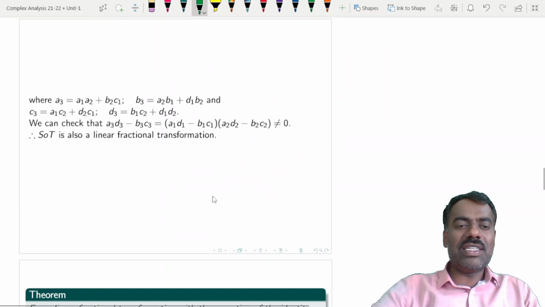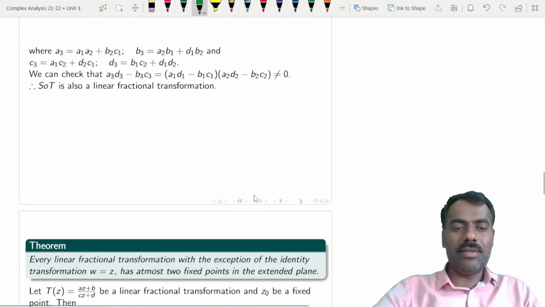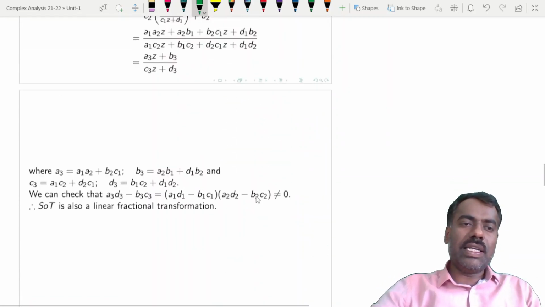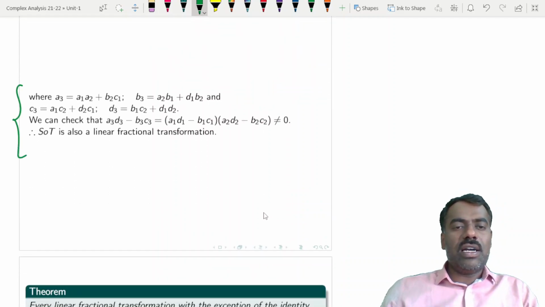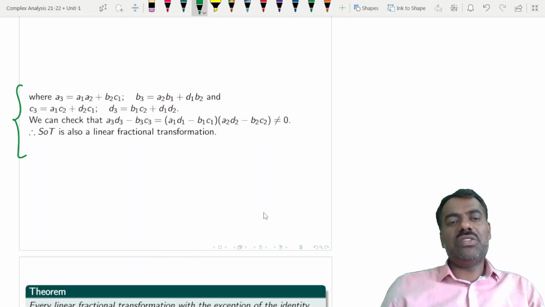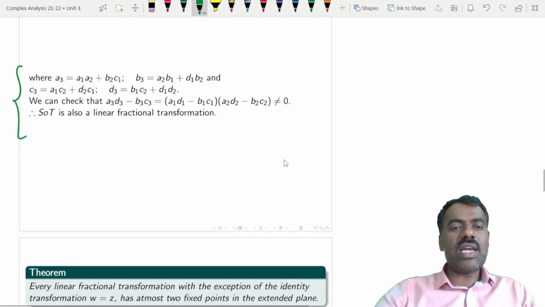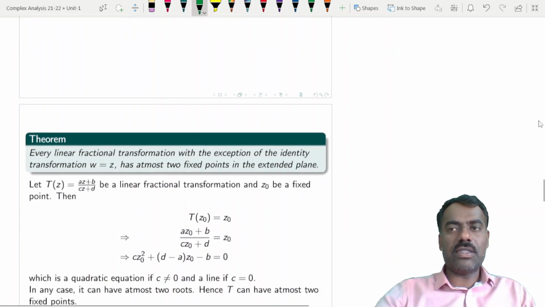So therefore it is also a linear fractional transformation. Those calculations I skip. It is not a difficult one, one can easily solve those problems. You can check that this coefficient is non-zero, satisfying those conditions. So therefore, it is also a linear fractional transformation.